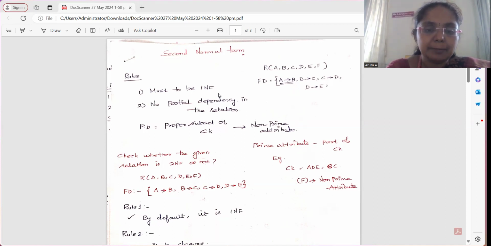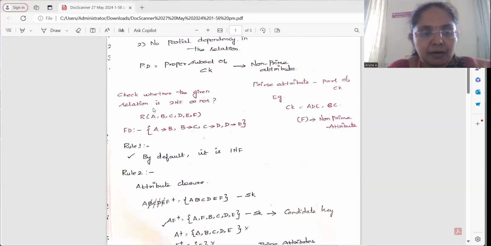Normally in our table, we have two types of attributes: prime attributes and non-prime attributes. Prime attributes are the proper subset of all candidate keys, and the remaining attributes are non-prime attributes. If a prime attribute can determine a non-prime attribute in the table, we call that a partial dependency. A relation should not contain this type of dependency. Then only we can say it is in second normal form.